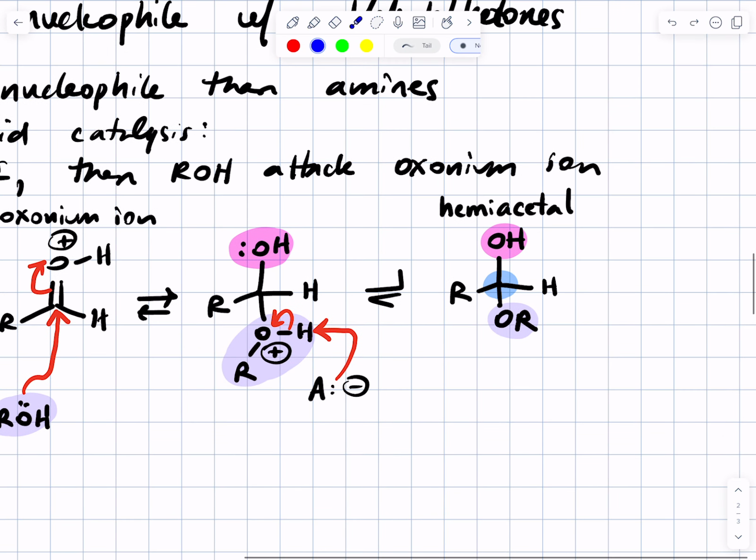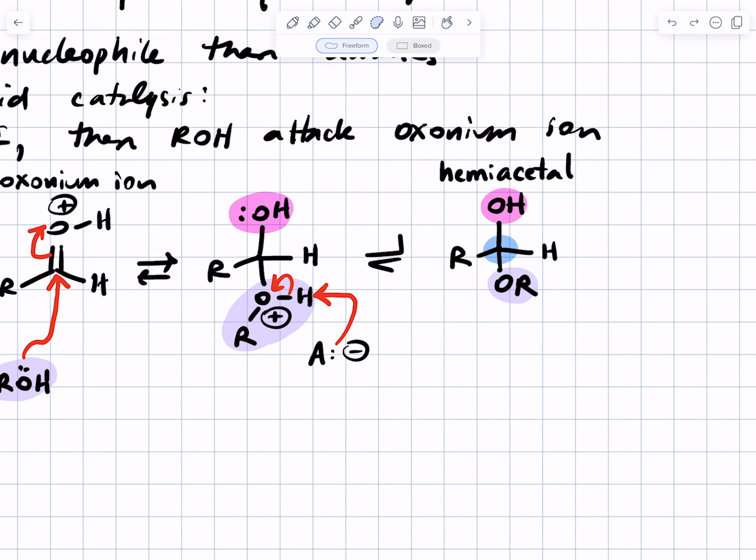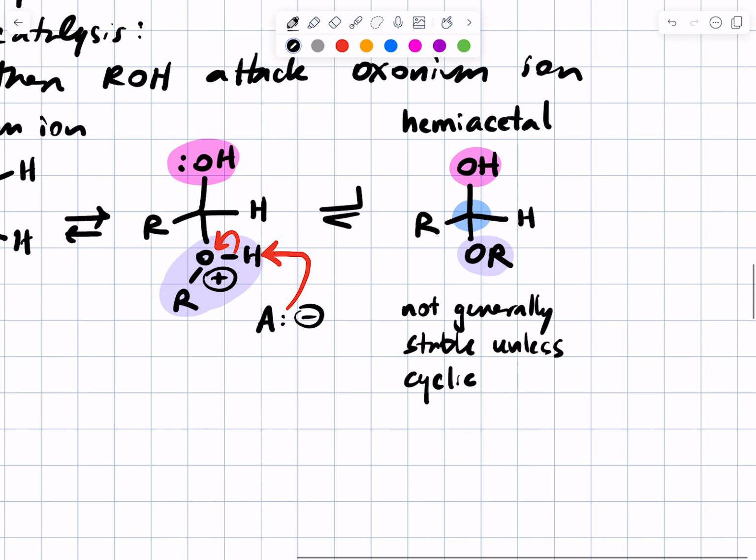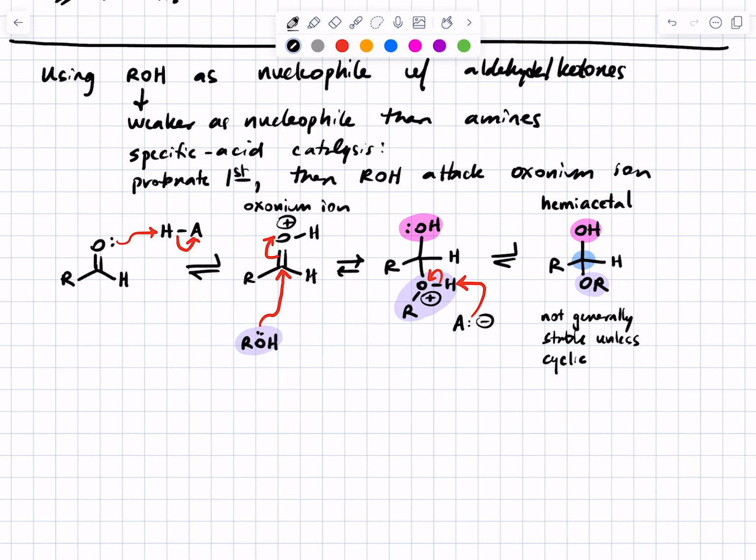So now, it turns out that in some cases, the hemiacetal is a stable molecule. In most cases, it is not. So I'm just going to write here, not generally stable, unless it's cyclic. We'll get to what we mean by unless it's cyclic in a little bit. For a reaction in equilibrium, if an intermediate isn't stable, that means it's not your final product, because in an equilibrium, your final product is the most stable thing.